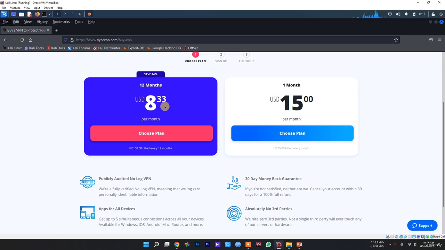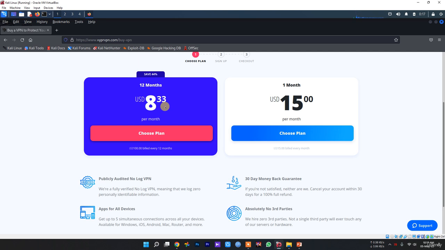It is nearly $8.5. So let's talk about the pros. It has an audited no-logs policy. It is very fast and secure due to its infrastructure, and it has a proprietary Chameleon stealth protocol for advanced authentication. And for cons, it has a connection time that can be a little slow.